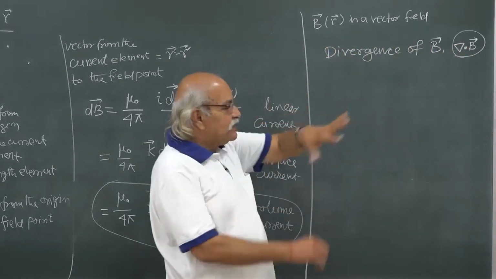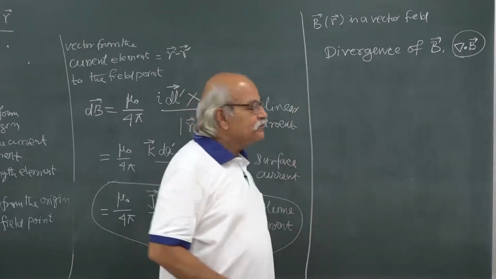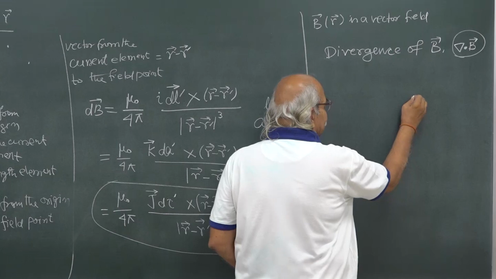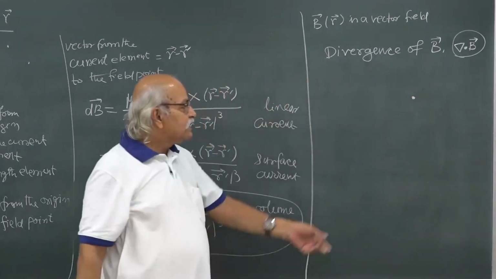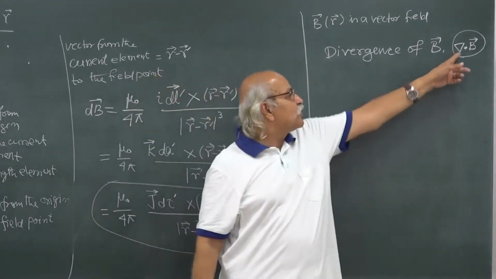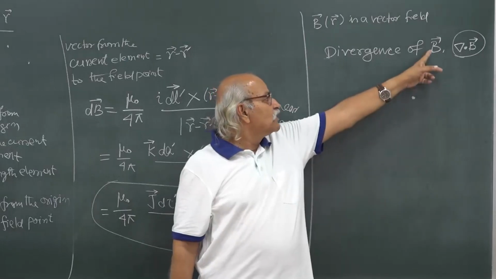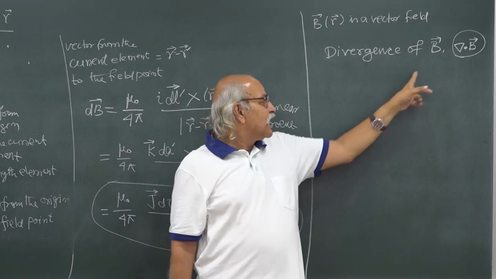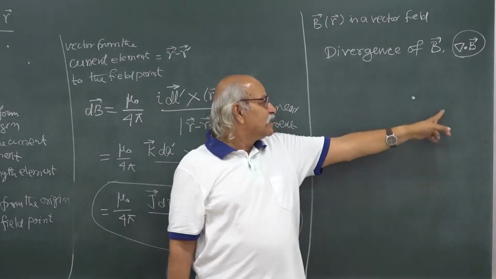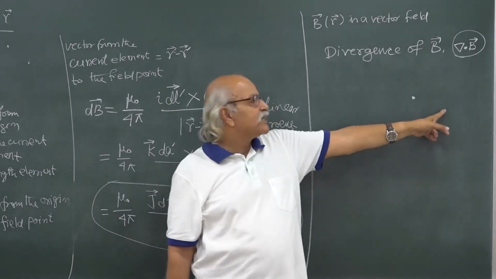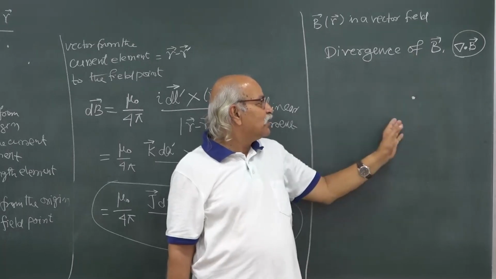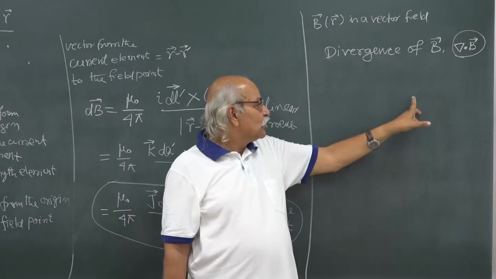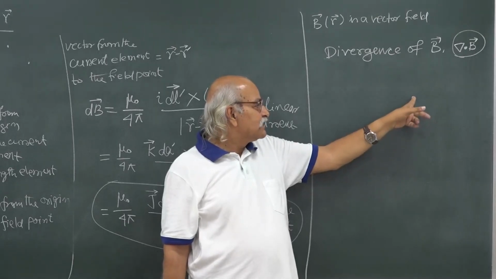So, B is a field, everywhere there is a value of B. Suppose there is a space point P, and I need the divergence of B here. I know the magnetic field here, here, here and here. That B is known to me at every point. But then there is some quantity called divergence of B. So, what is the value of divergence of B at this point?